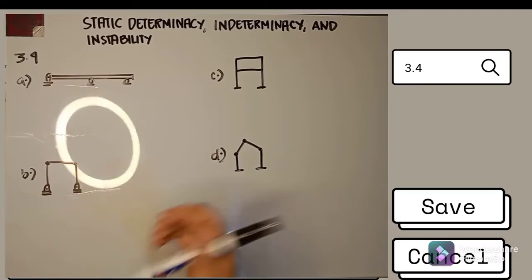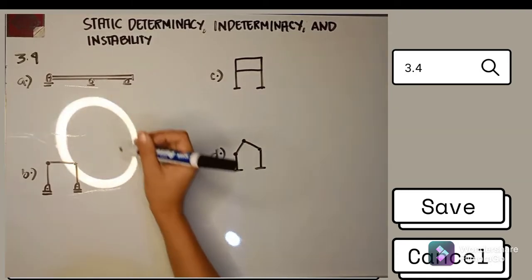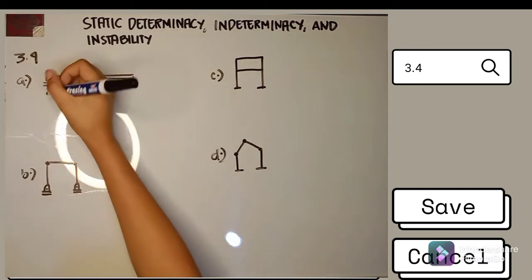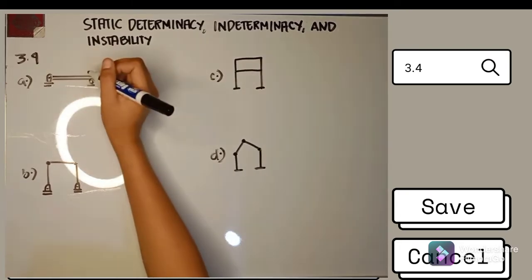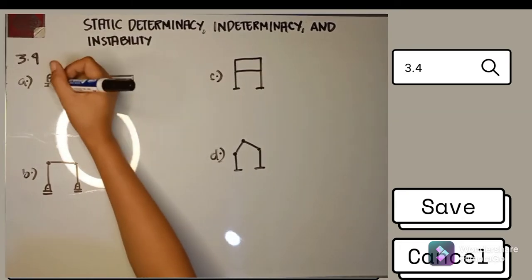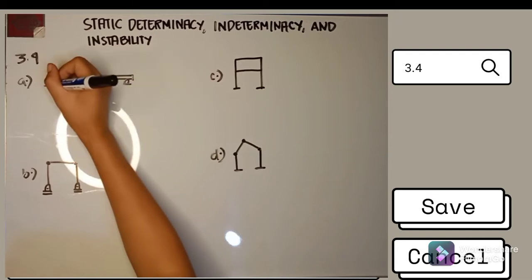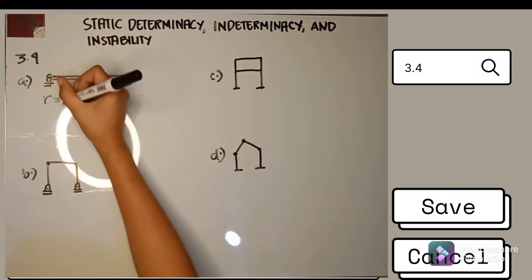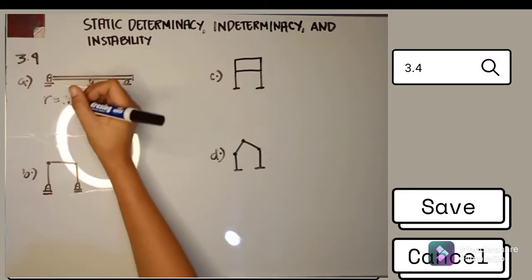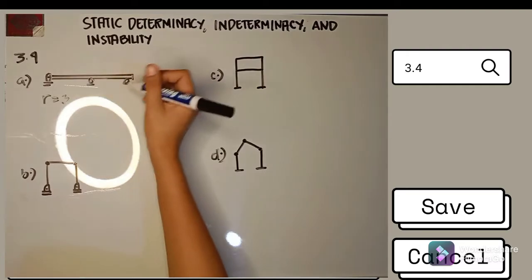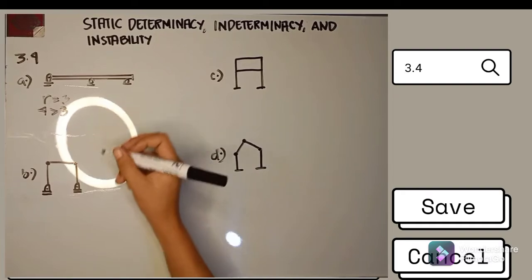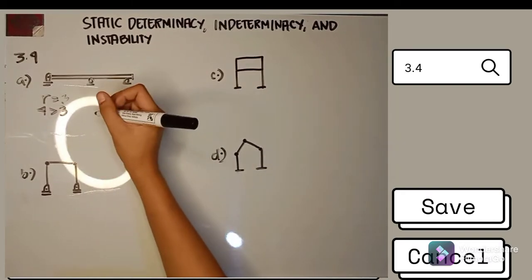Letter A. So we have here a beam that is supported by one hinge and two roller. Hinge has two reaction and roller has one reaction each. So R is equals to 3. Our number of external reaction is equals to 4 and 4 is greater than 3. Therefore, this is statically indeterminate externally.